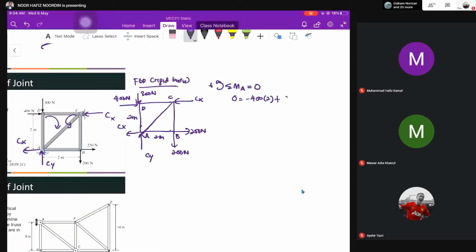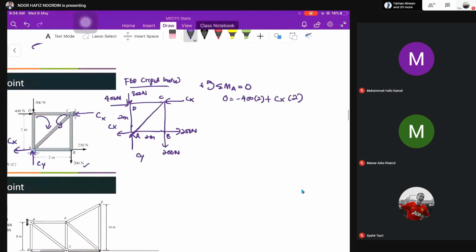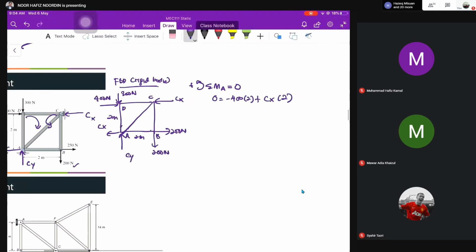CX times 2. And then we have 200 Newton. The distance perpendicular to this force is 2 meter, and the rotation of the moment is clockwise, so also negative, negative 200 times 2. And 250, there is no distance perpendicular to this force, so there is no moment there. Then we can get the value of CX.